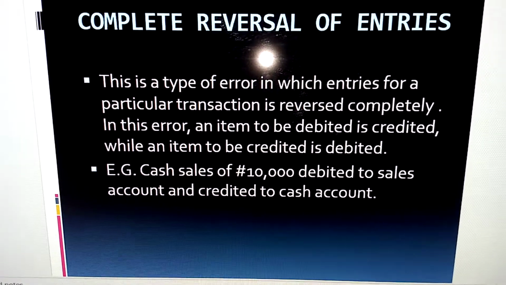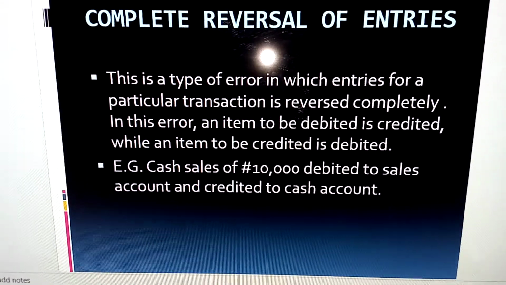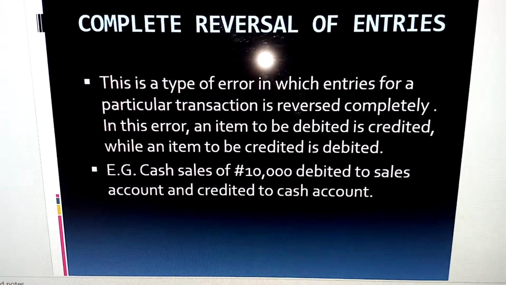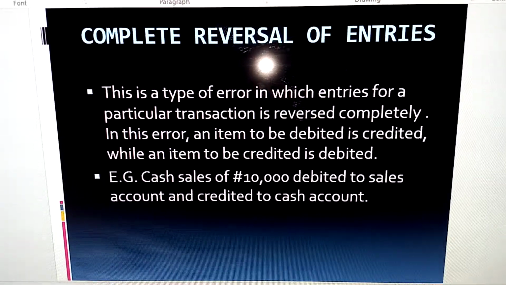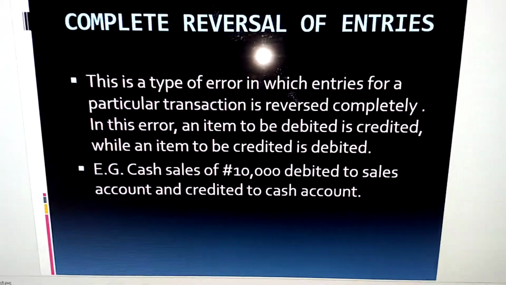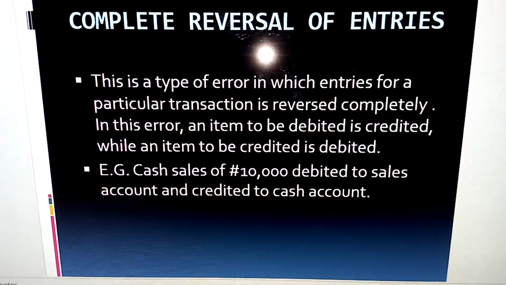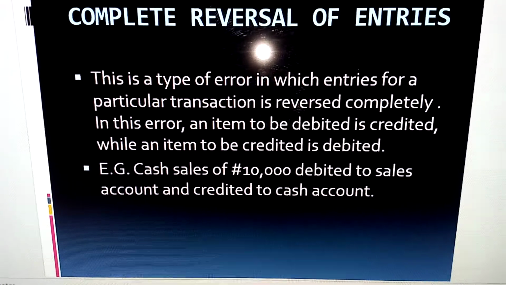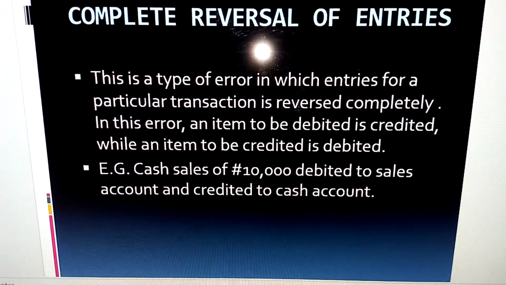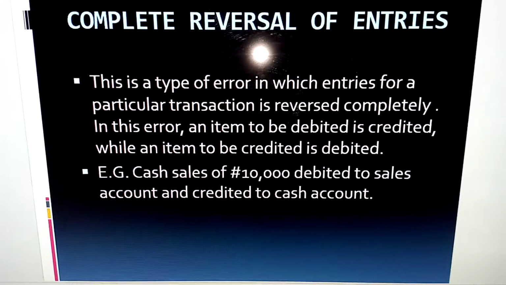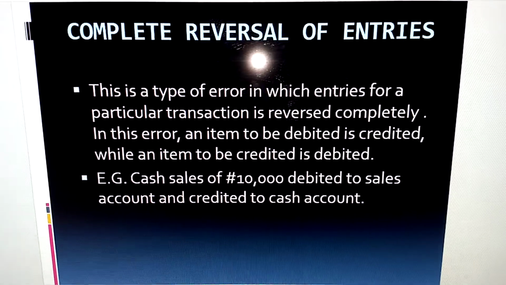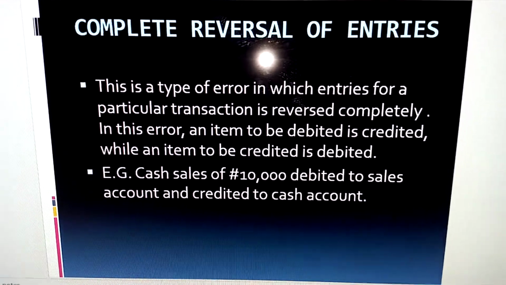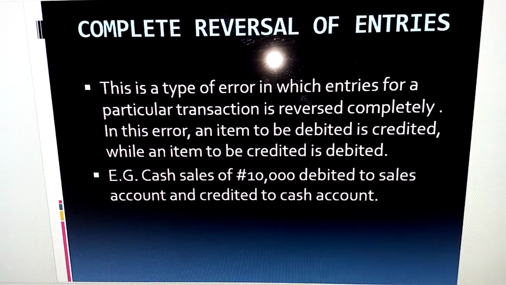For instance, we have cash sales of 10,000. Normally we have two accounts, sales and cash. Remember, if you sell in cash, cash is an asset, it increases, so you debit. Sales is an income, increases, so you credit. But instead of debiting cash and crediting sales, you are debiting sales and crediting cash. That's reversing the entry. So we say you've committed an error of complete reversal of entries.